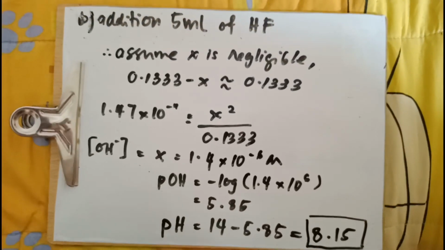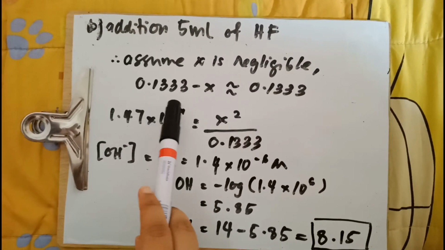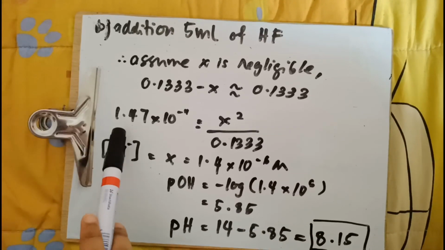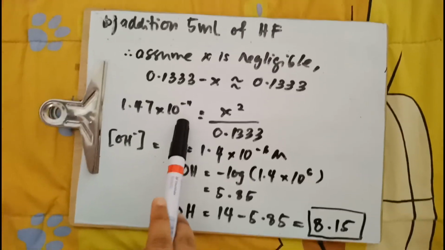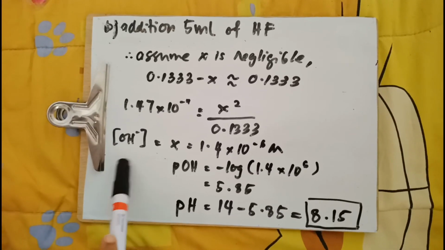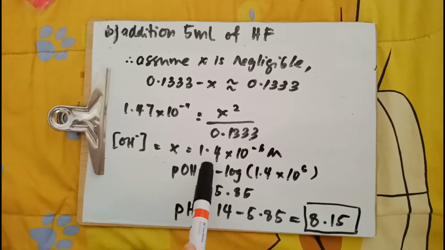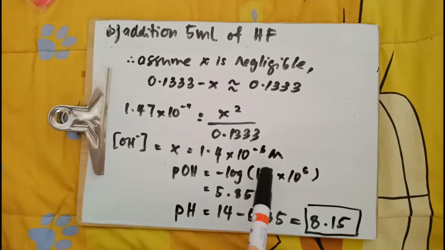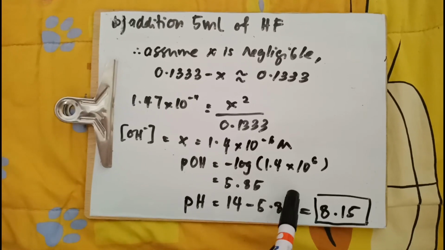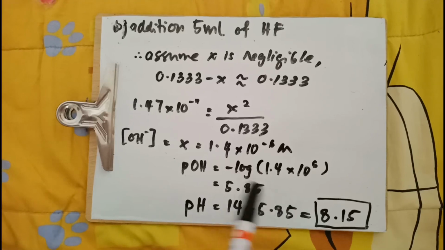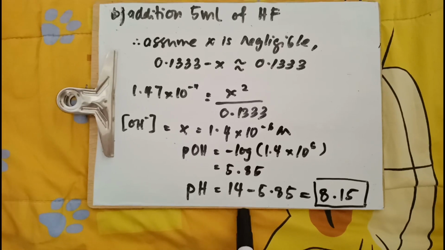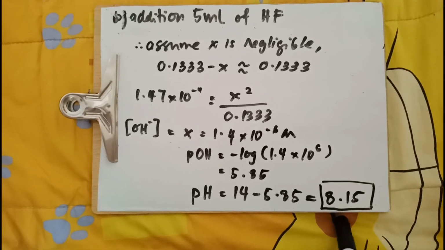Okay, assume that X is negligible, so 0.133 minus X is equivalent to 0.133. So the Kb is 1.47 × 10^-4 equals X squared divided by 0.133. So the concentration of OH- is equal to X, which is 1.4 × 10^-6 moles. So by using the formula pOH equals negative log of the concentration of OH-, we get the pOH is 5.85, and we get the pH by subtracting pOH from 14, and we get 8.15.